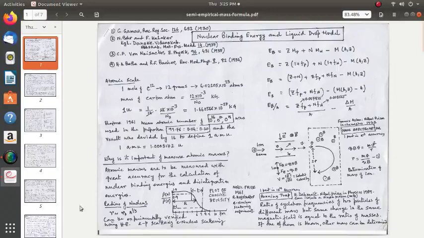So why is it important to measure atomic mass so precisely?